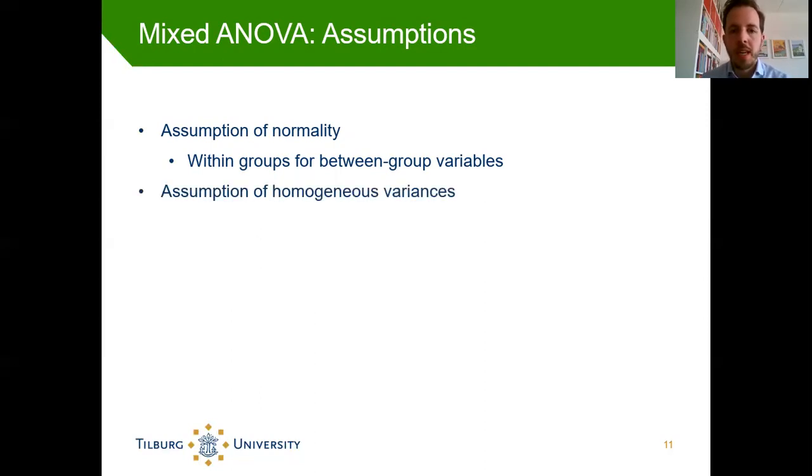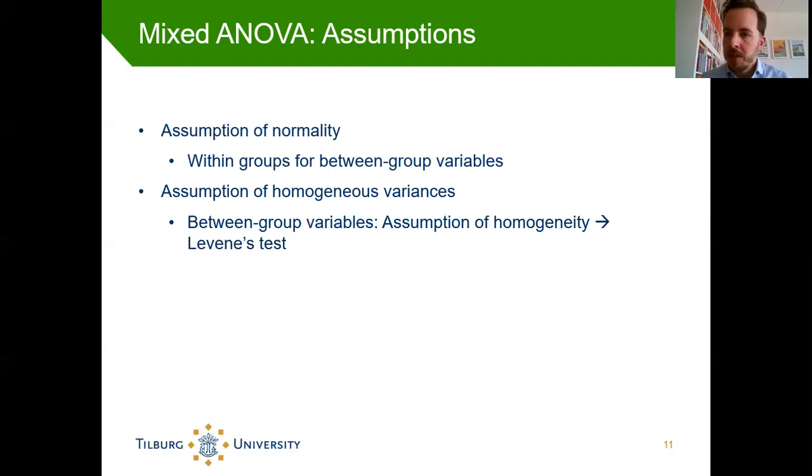And also remember last week, for the Factorial ANOVA, there's this assumption of homogeneous variances. And again, you test this when you do a mixed ANOVA, because again, there are between group variables. So for your between group variables, you will test whether this assumption of homogeneity holds. And as we learned last week, you do this with a so-called Levene's test. This is something SPSS can just give you, right? If you tick the right boxes, it can give you this Levene's test.